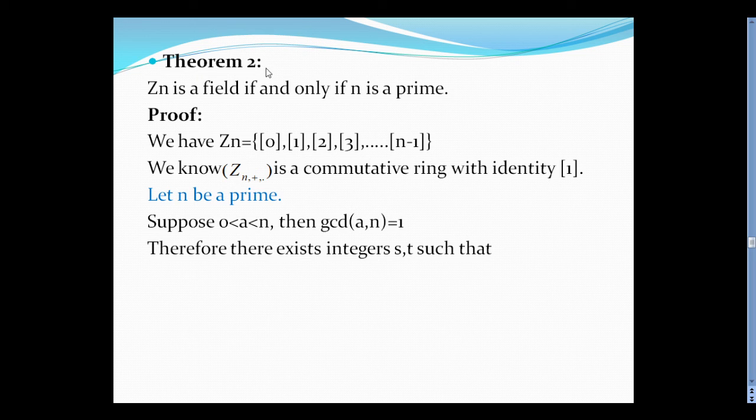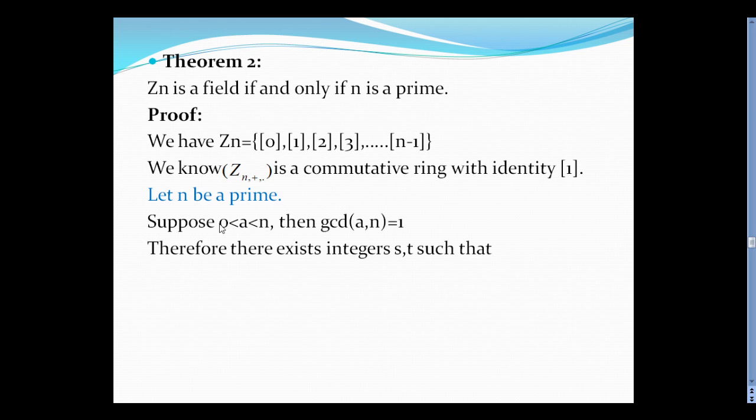Now theorem 2. Zn is a field if and only if n is a prime. So we want to prove Zn is a field. First of all we should know the definition of a field, and then prove if and only if n is a prime. So we have Zn equal to 0, 1, 2, 3 up to n minus 1, and Zn under addition and dot product is a commutative ring with identity. Now let n be a prime. We are going to prove Zn is a field. Suppose n is a prime, and suppose a lies between 0 and n.